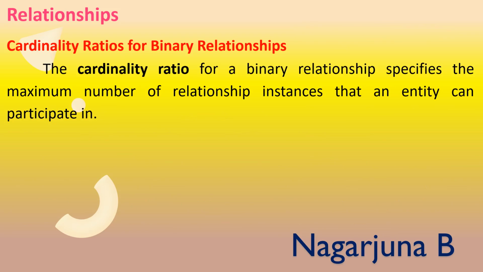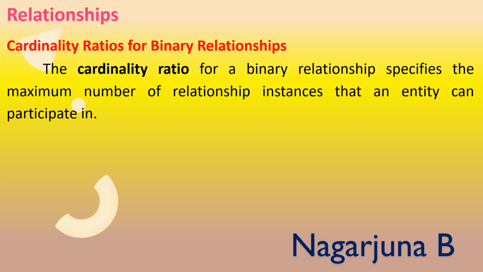Cardinality ratios for binary relationships. The cardinality ratio for a binary relationship specifies the maximum number of relationship instances that an entity can participate in. As you know, a binary relationship is a relationship that exists between two entities. That means it is of degree 2. The entities participating in the relationship will be 2. That is called a binary relationship.